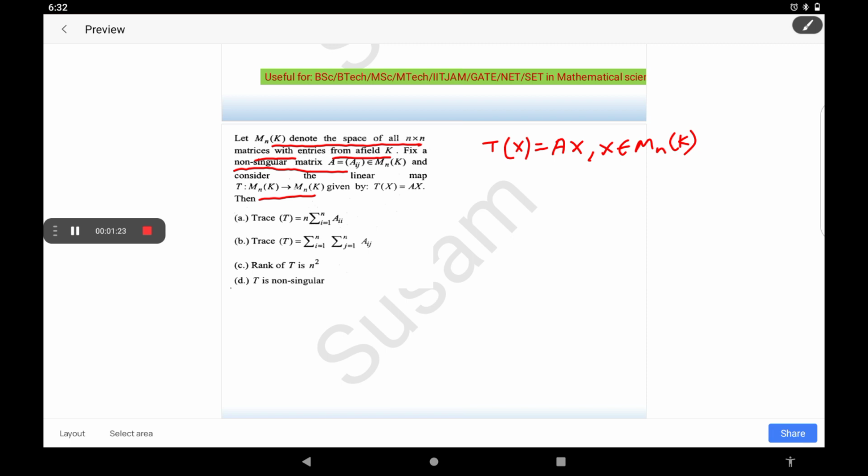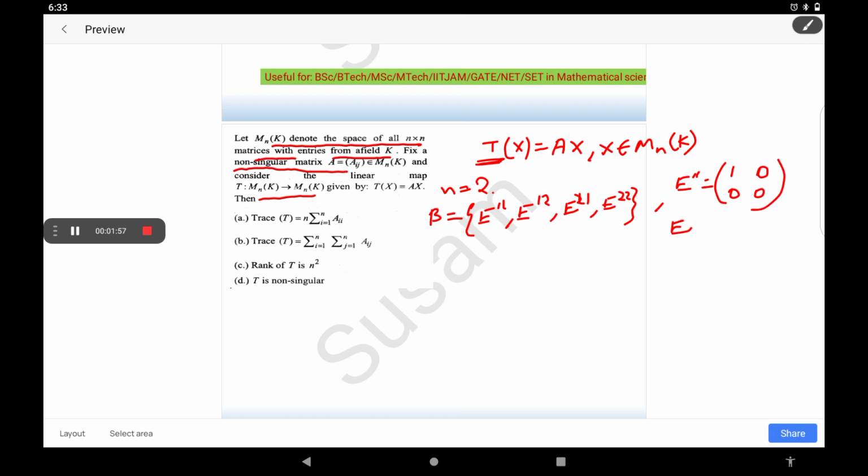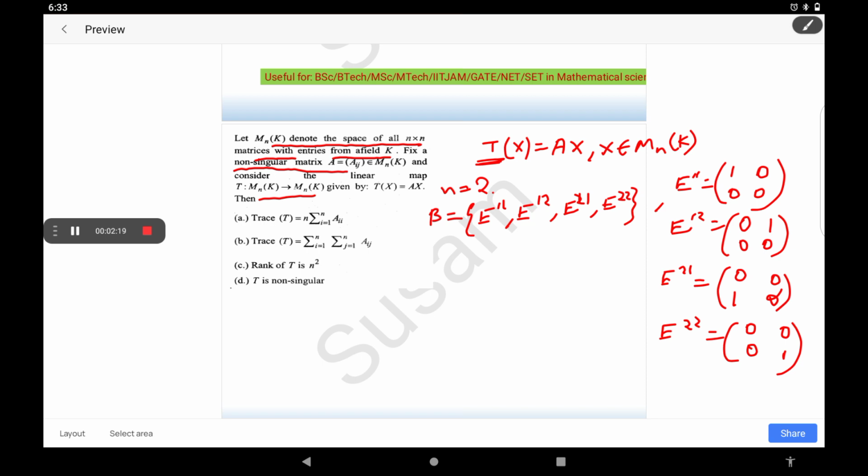What you require is to first find the matrix representation of this linear map with respect to the basis of M_n(K). Now, for simplicity, let's choose n equals 2. Then this is the basis of M_2(K), where E11 is 1, 0, 0, 0; E12 has 1 in the 1-2th element; E21 is second row, first column is 1, rest are 0; and E22 has 1 in the 2,2 element, rest are 0. So you need to find the matrix representation of T with respect to beta.